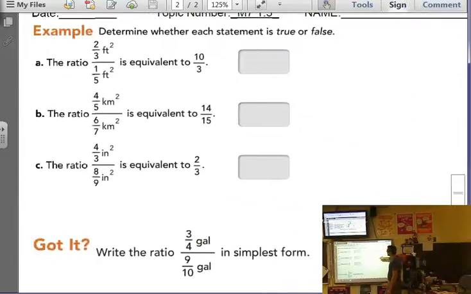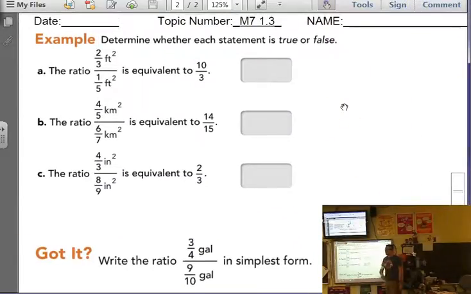Just stop. So try A, B, and C using whichever method you want, but so that we've practiced it at least once. Because I know a lot of us will just go to keep, change, flip. Give me your eyes for a second.